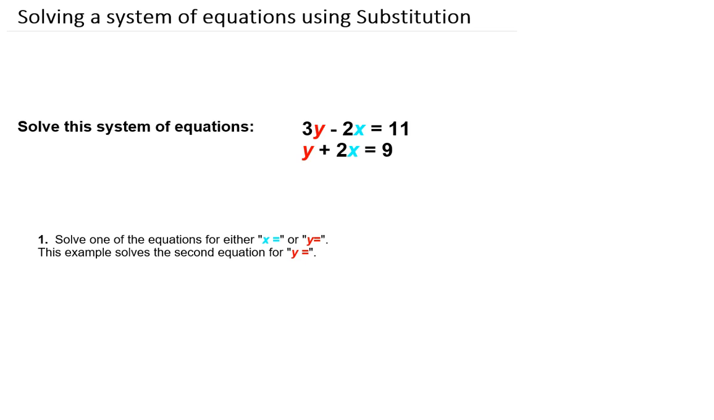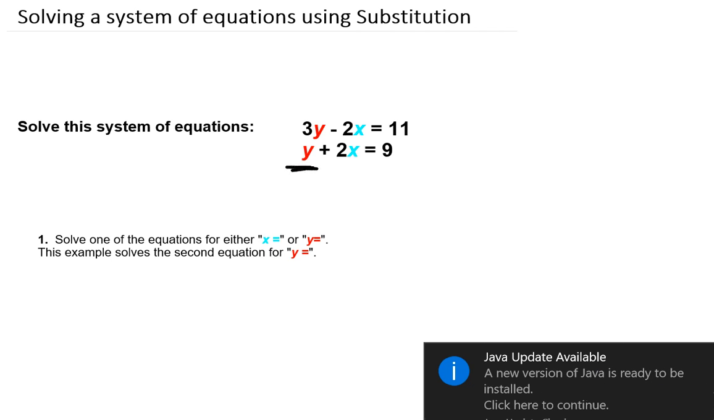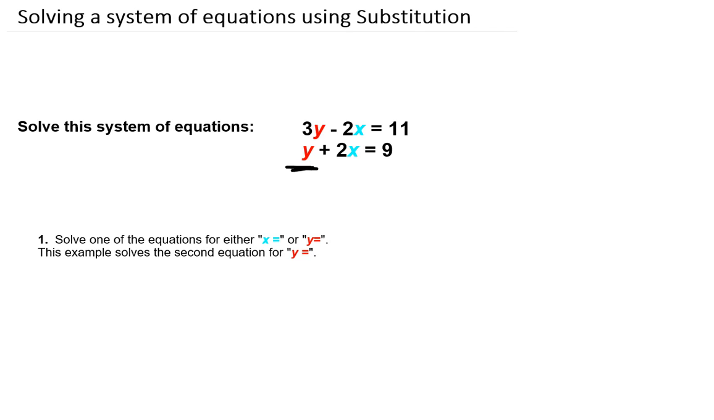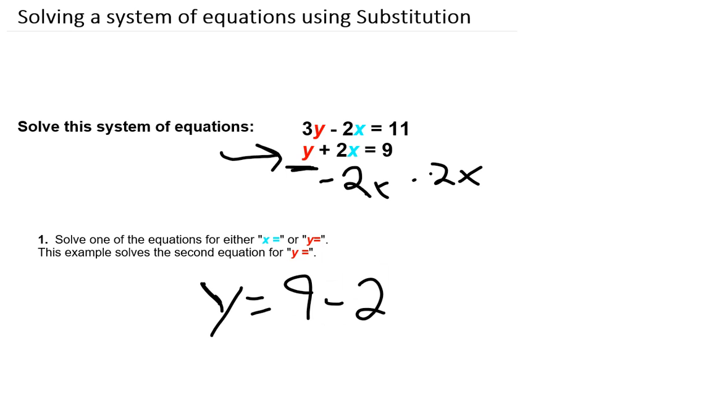The first of which being we've got to solve one of the equations for either x or y. So you want to get it in terms of whichever variable is going to be the easiest to solve for. In this case, it's going to be easiest to solve for y equals. In order to get the bottom equation to be y equals, I can subtract 2x from both sides. If I subtract 2x from both sides, I'm going to be left with the equation y equals 9 minus 2x. That's simple enough, but it is the first step. The first step we have to do is isolate one of our variables. We isolated y.